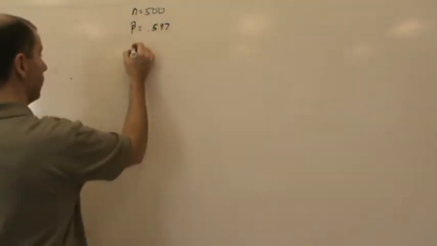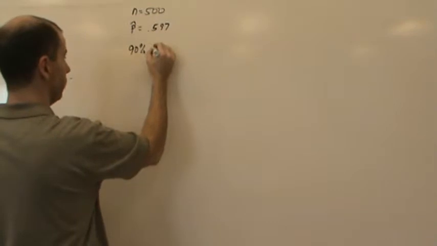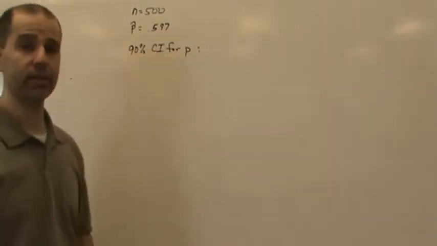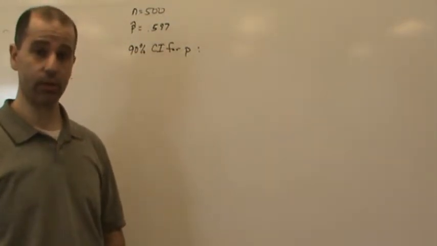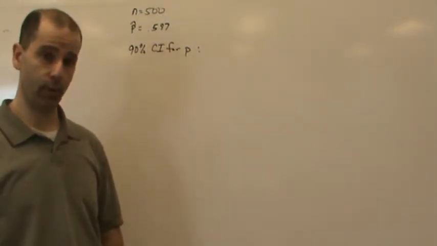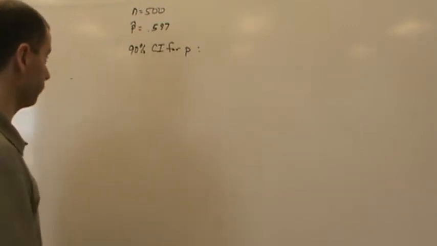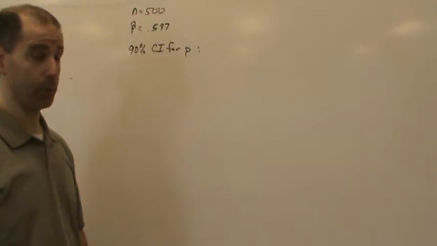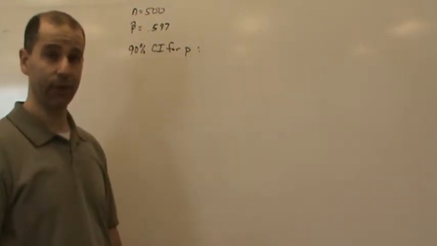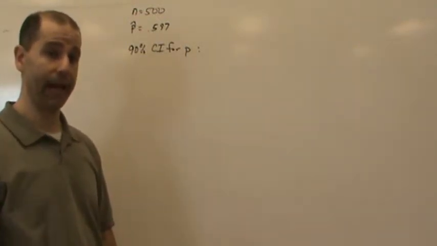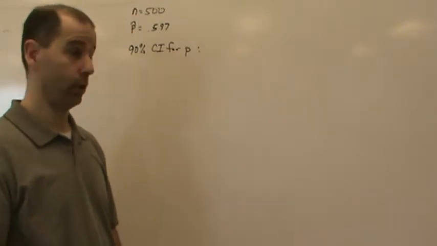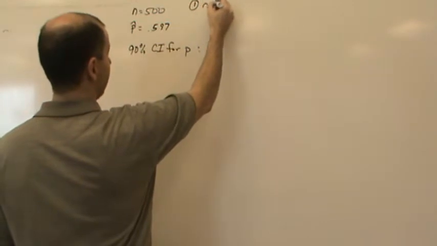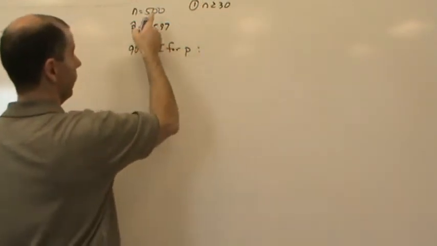Now, he wants to compute a 90% confidence interval for P. What's P? P is the true proportion of students at this large university who are registered voters. Now, we want to know the distribution of p hat. That's the whole purpose. We can't construct a confidence interval for P unless we know the distribution of p hat, and specifically that it's normal. So here's where our conditions come in. One, n is bigger than or equal to 30. Yep, check.